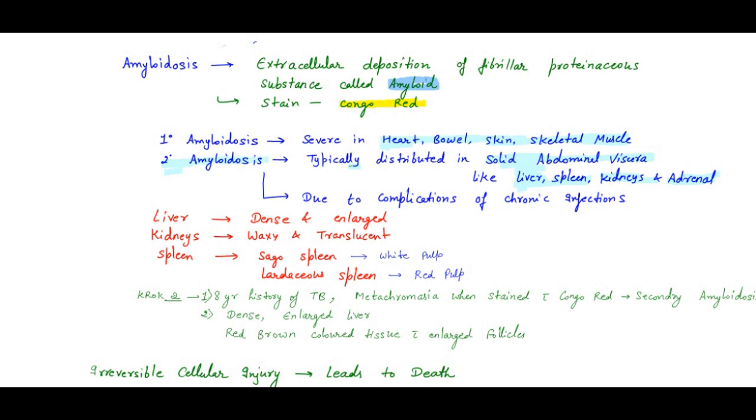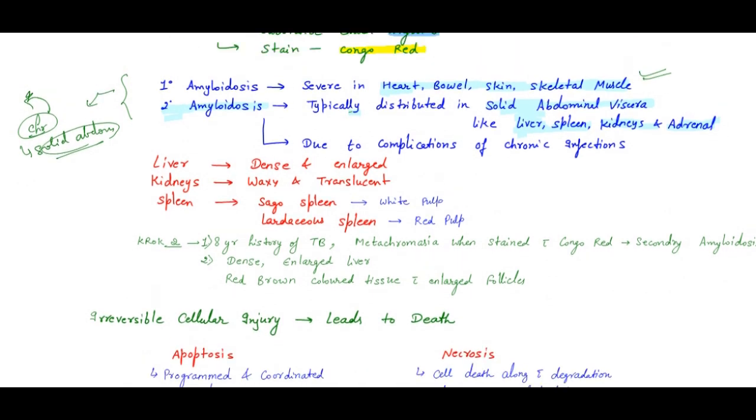And why secondary? Secondary means due to some other infection, so due to a complication of chronic infection. If they give you both secondary and primary amyloidosis in the options, remember, for secondary amyloidosis they will give you some disease or history, and also something about the solid abdominal viscera. If they do not give any history, like which infection or other chronic infection caused it, then it simply means that is a case of primary amyloidosis.